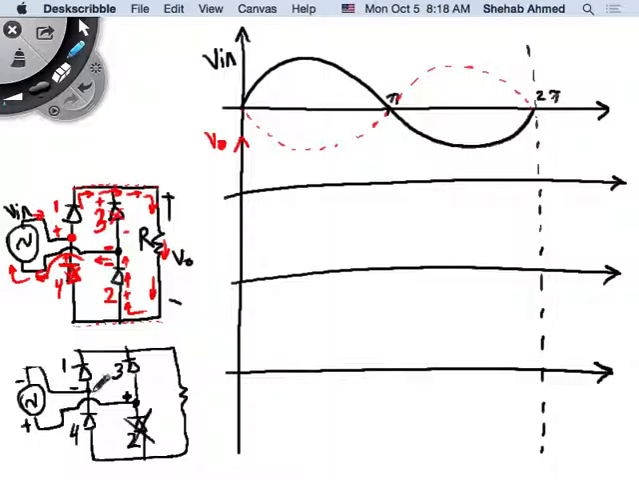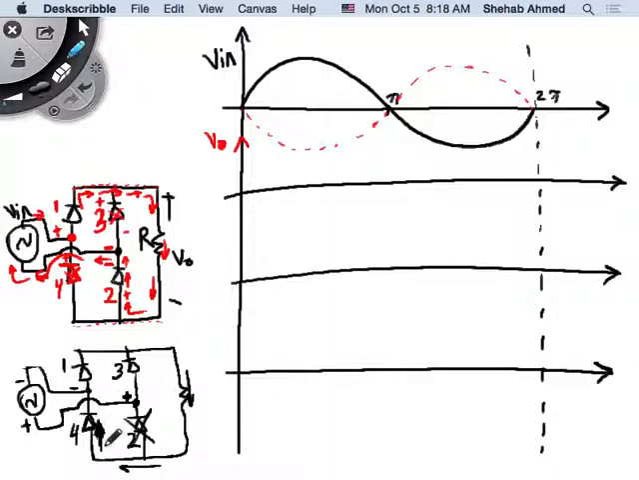This is the most negative potential in the circuit. So 4 can probably turn on. It can probably be forward biased, assuming there is forward current flowing through it. And since its direction is this way, current can flow from the load back through 4, right?